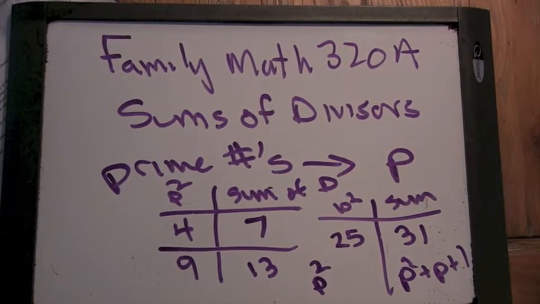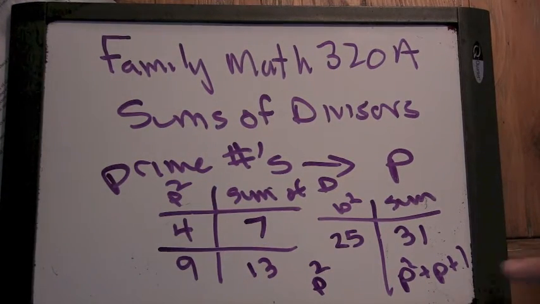Yeah. Okay, let's move on to the next one. So we got a formula for the prime squared sum, p squared plus p plus 1. Okay.